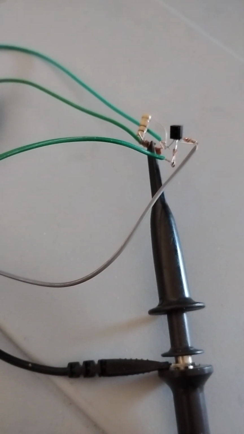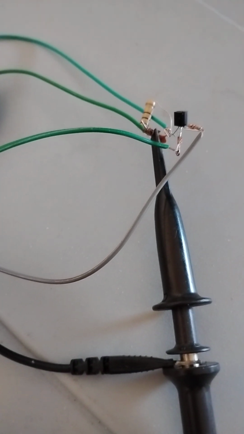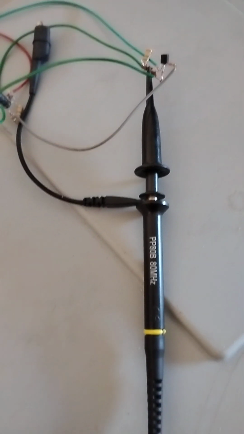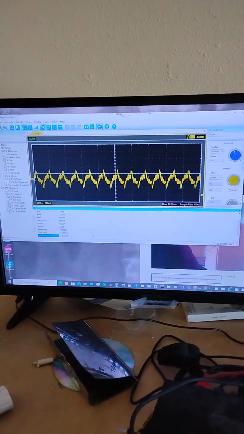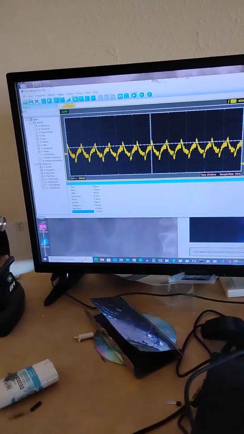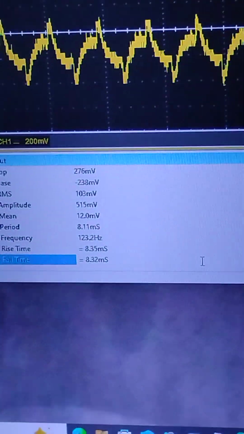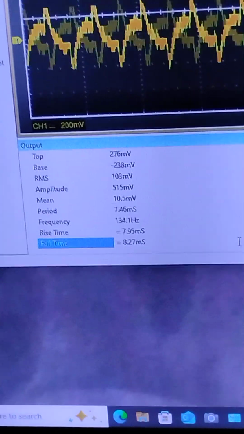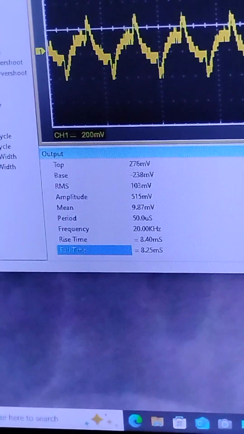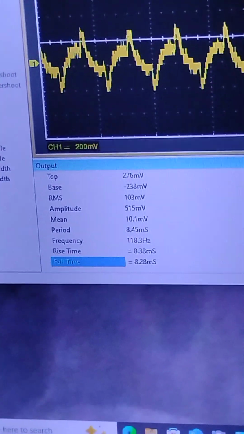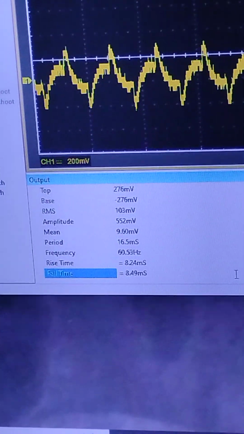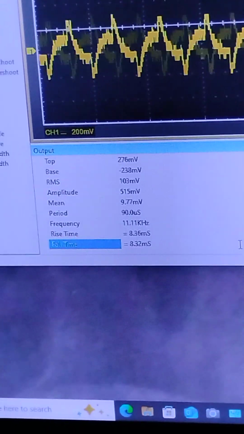I have a discharging capacitor here on a transistor that's not plugged into a battery, being measured by an oscilloscope called a Handtech. And we have the frequency of that. And we have the voltage. Okay? The RMS is 103 millivolts on a tiny capacitor.